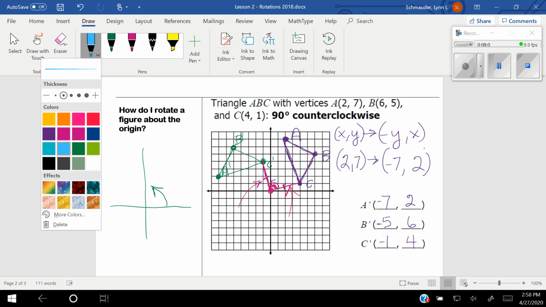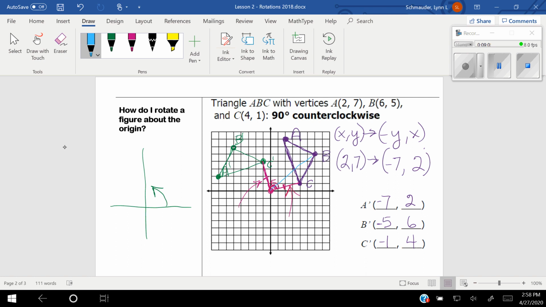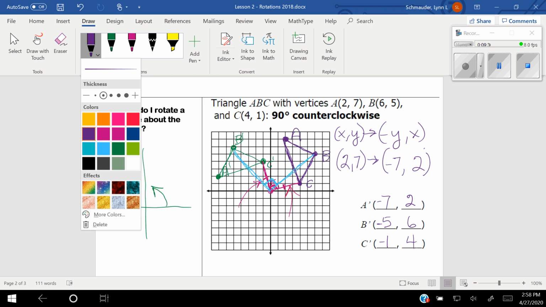Okay, let's take B. So draw my segments from the pre-image to the image. Okay, they should be congruent. Each point is equidistant from the origin. All right, and then the angle should be a right angle, right? The angle of rotation is 90 degrees, so we can see that we did apply our rule properly.